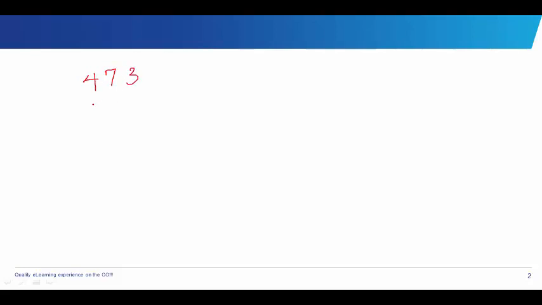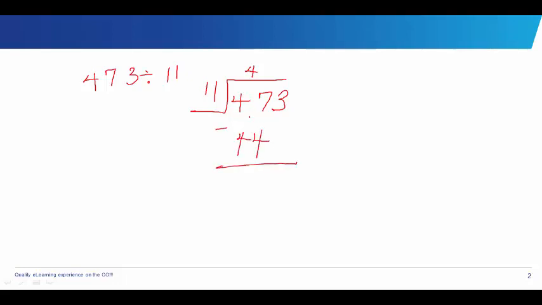473 divided by 11. Put the smaller number outside and the bigger number 473 inside. So 11 divided by 4 is too small. Now take 47. What number will you multiply by 11 that will give you 47, or any number close to 47? The answer is 4. 4 times 11 will give us 44. So 47 minus 44, subtract, gives you 3.